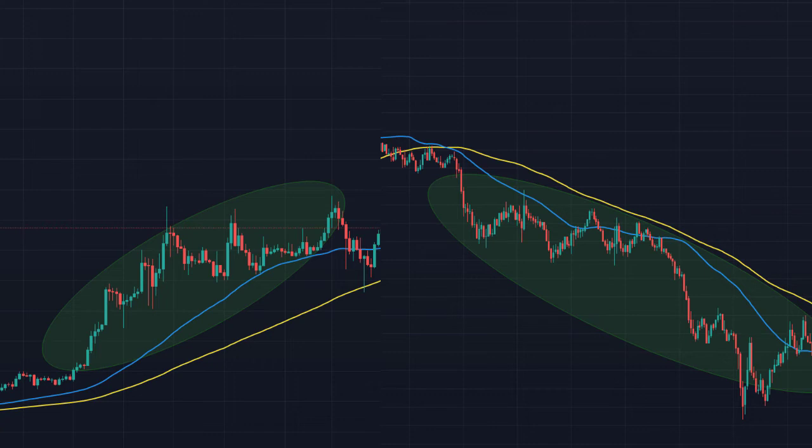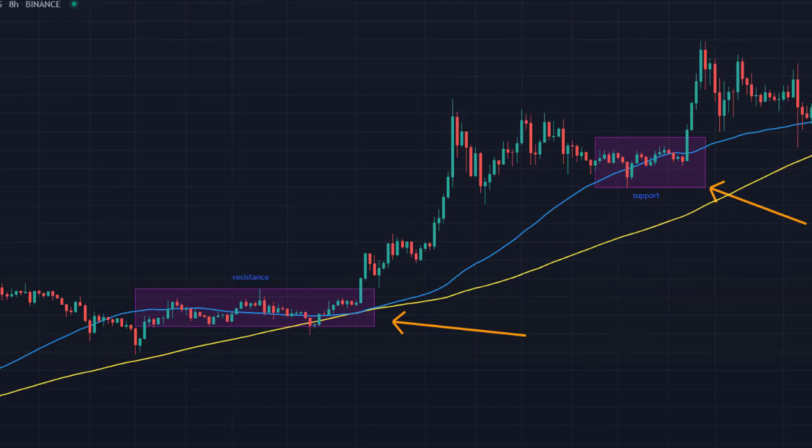A coin is considered to be in an uptrend when the price is above a moving average and the slope is upward. A coin is considered to be in a downtrend when the price is below a moving average and the slope is downward. The second way you could use a moving average is as a support and resistance level.